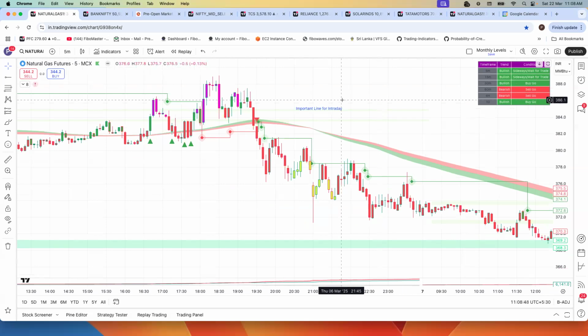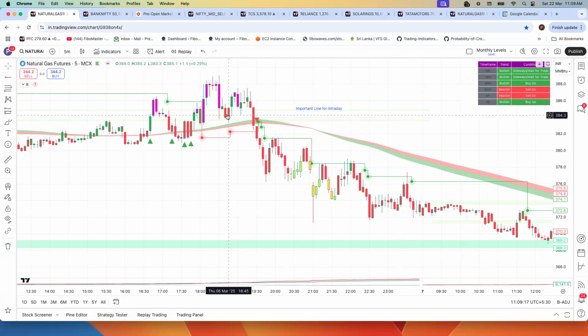If you're a bear trader, how many people are bear traders here? If you are a bear trader, the first thing that you need to look out for is a purple color candle, and then it changes to a red color candle.